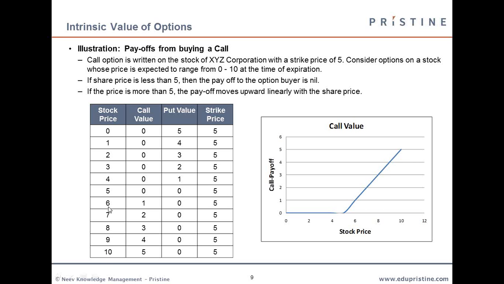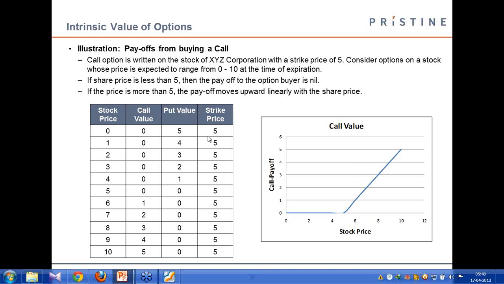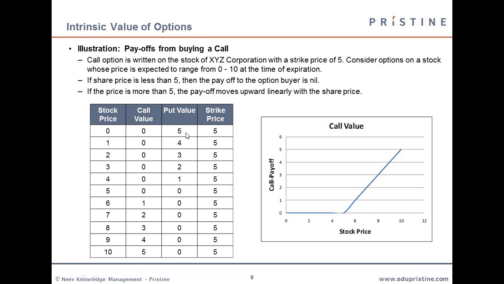So in case of 6, 7, 8, 9 and 10 values, we will have call value respectively as 1, 2, 3, 4 and 5. And the put value, it's exactly the opposite. For the put value, we have a right to sell, and we'll sell the stock at 5 rupees or $5 only when the stock price goes below 5 to earn some profit.